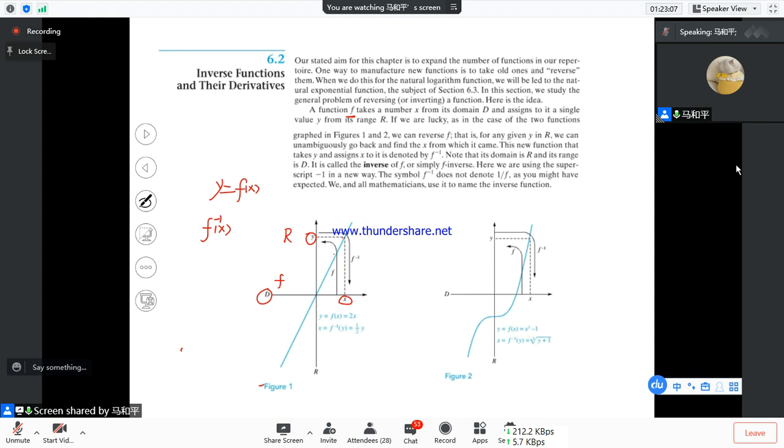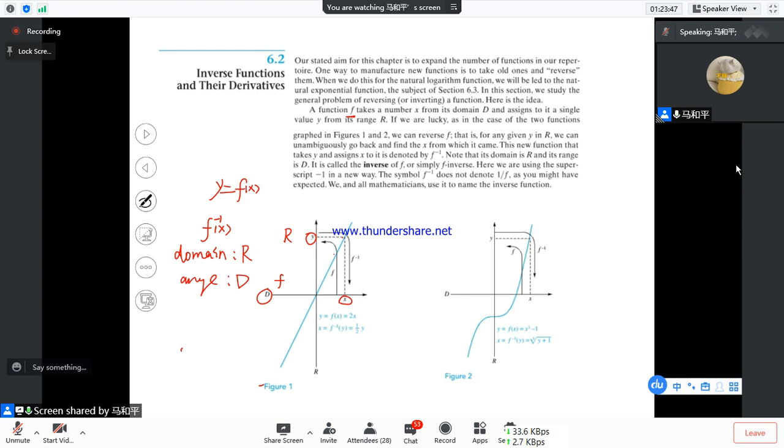This y is in the range of f. So for the new function f inverse, the domain is R, and its range is D. It's called the inverse of f, or simply f inverse.